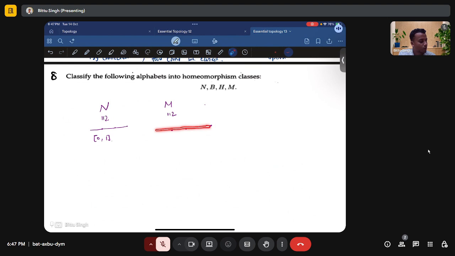Fold this line segment. We can fold it into M. Therefore, both are homeomorphic to closed [0, 1]. Hence, N and M are homeomorphic. So one class will be N, M.